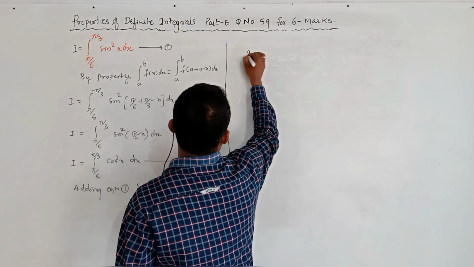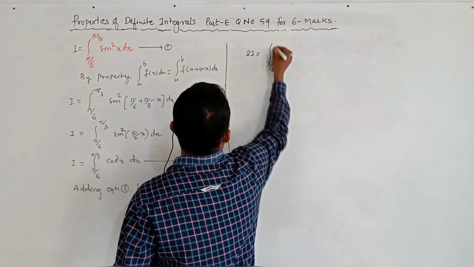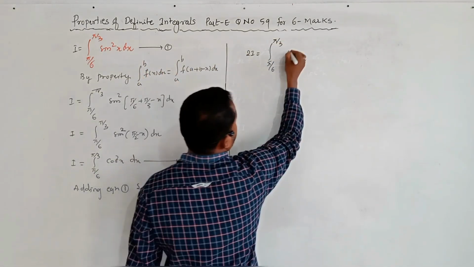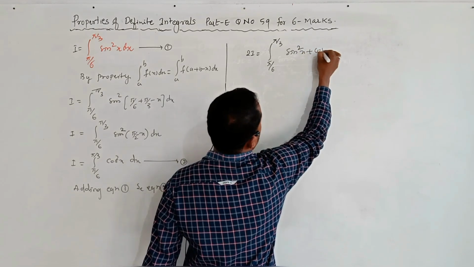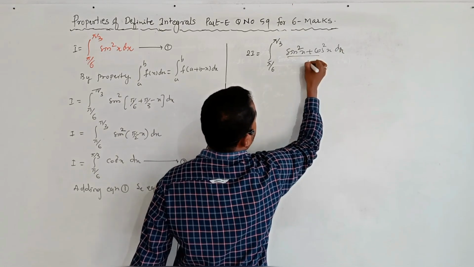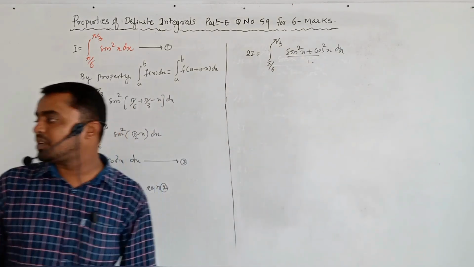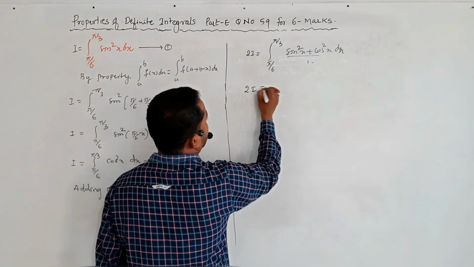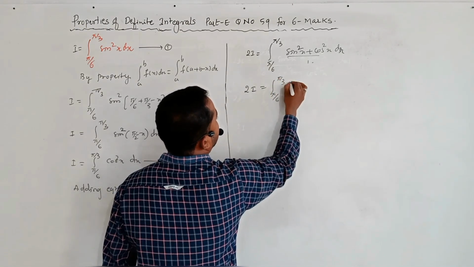Then 2I is equal to integral from 5π/6 to 5π/3 of sin square x plus cos square x dx. Sin square x plus cos square x is what? 1. 1 into dx is dx. That is, 2I is equal to integral from 5π/6 to 5π/3 of dx.